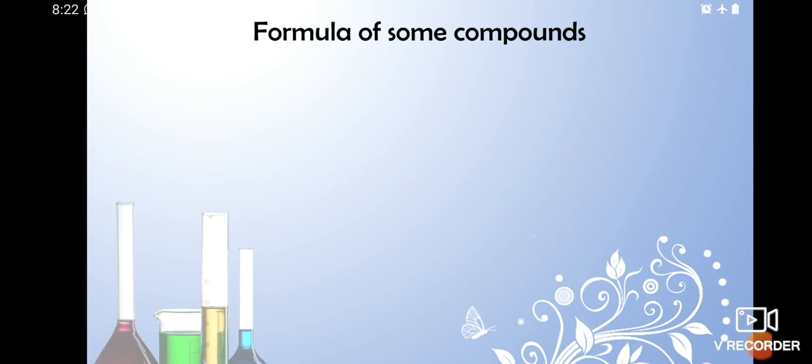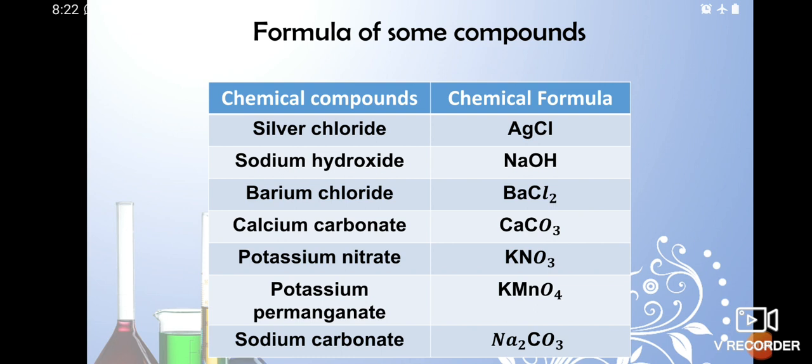So I have given some table to you on how to write chemical formulas. See, for silver chloride, sodium hydroxide, barium chloride, BaCl2, calcium carbonate, CaCO3. Okay, like this we can write the chemical formulae for some compounds. Okay, students.